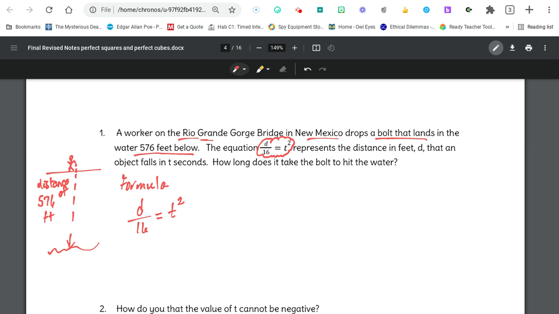So let's go on. It says the equation d divided by 16 equals t squared represents the distance in feet, which is d. So it tells us what d is. D is distance. So whenever they give you a formula, you need to look for that. So I'm going to go over here on the side and write d is distance. And it tells me it's in terms of feet. Okay, that's important info.